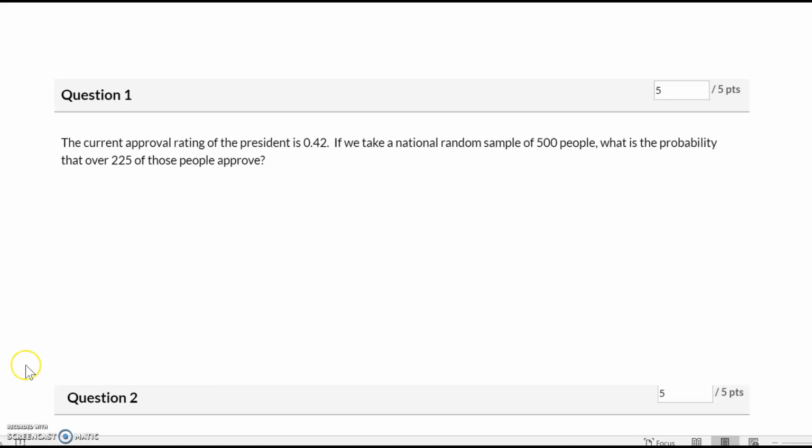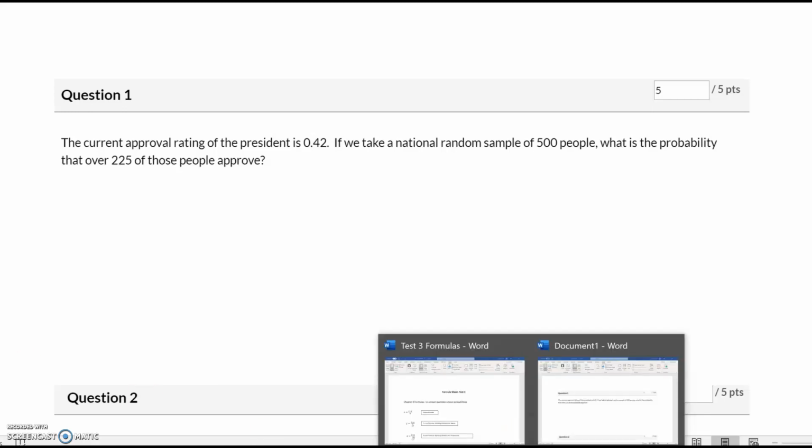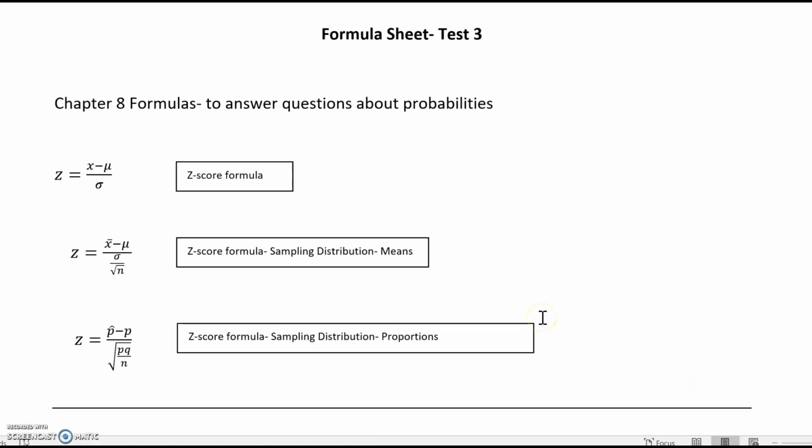So here's your formula sheet. Let me run through this real quick. I just posted this on Canvas. If I'm asking you probability questions, we're going to use the same approach we did before we went online, and that was calculate a z-score and then look up your probability in your chart. The new thing is we have different z-scores, right? We have our regular old z-score formula, x minus mu over sigma.